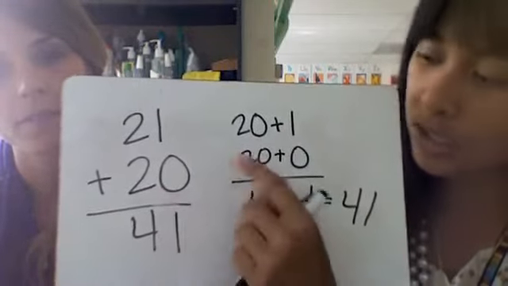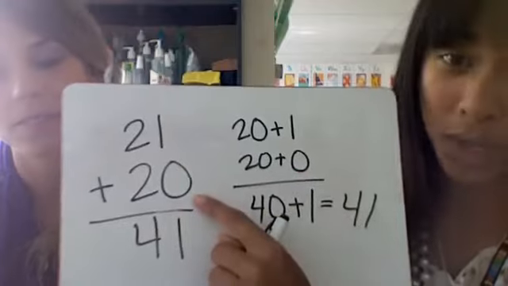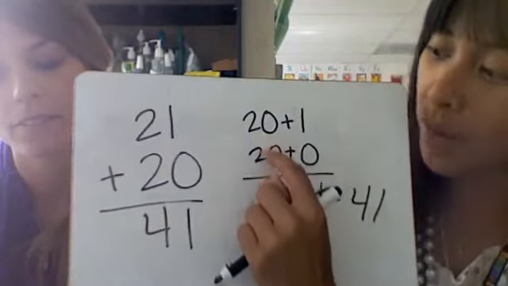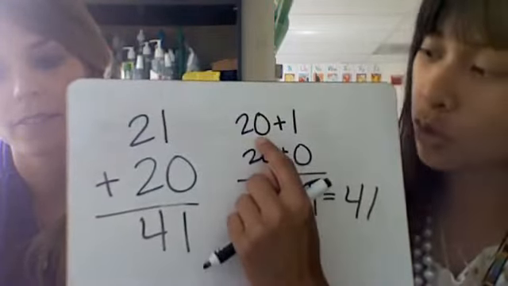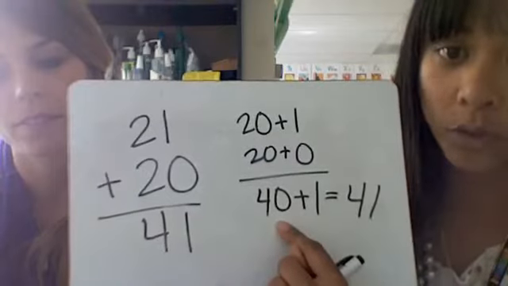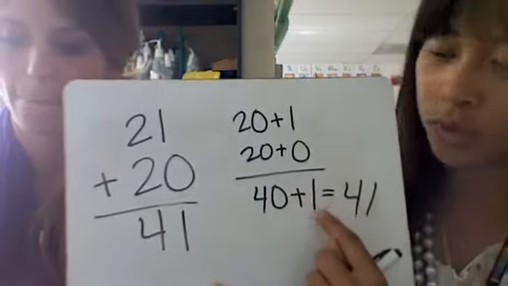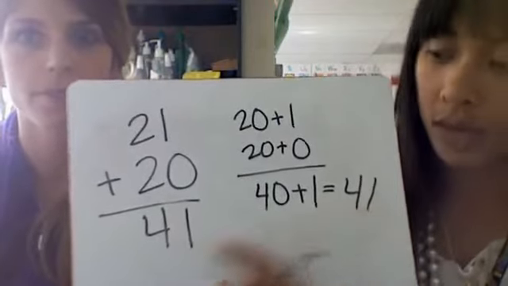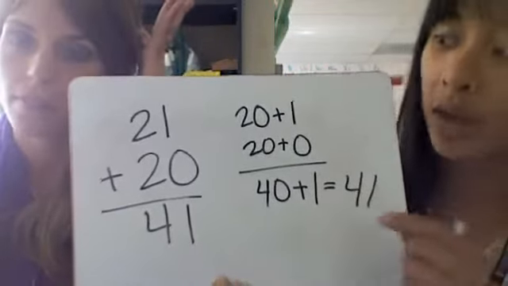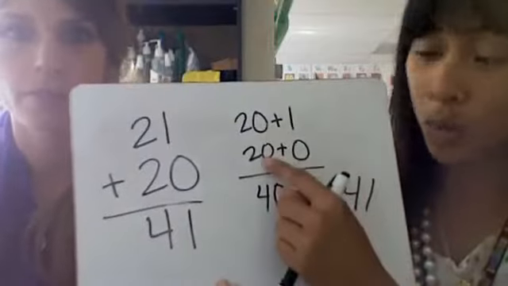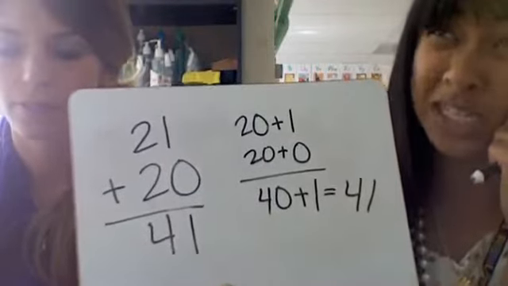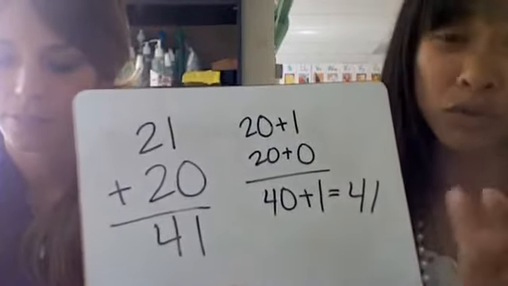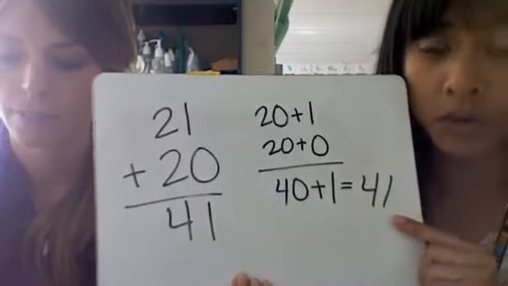Now 20 is just 20 plus 0 because there are 0 ones. Then I added my tens together, so I have 20 plus 20 equals 40. And 1 plus 0 equals 1. So then I have 40 plus 1 equals 41, and I wrote 41 as my answer. Now, if you don't know 20 plus 20 off the top of your head, and it's a little hard for you, that's okay.